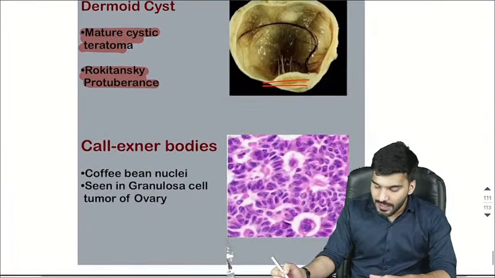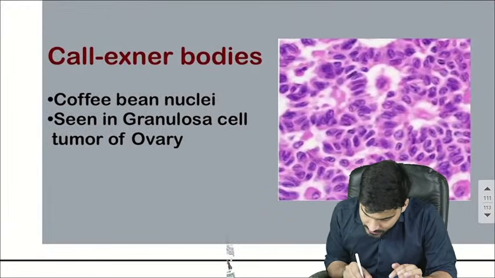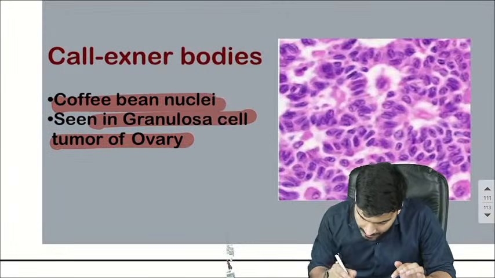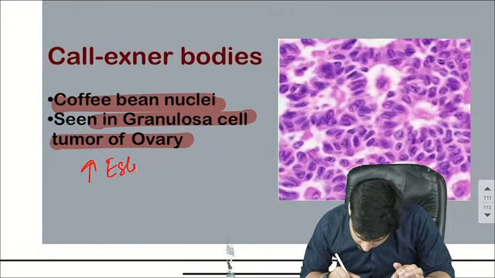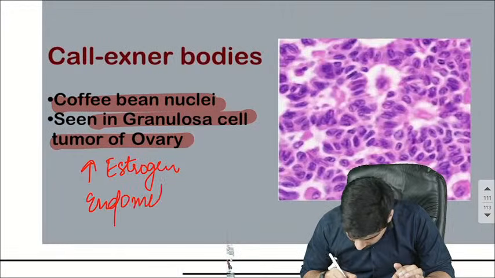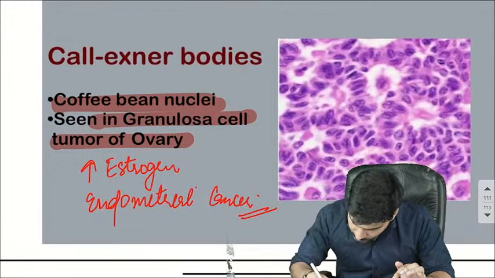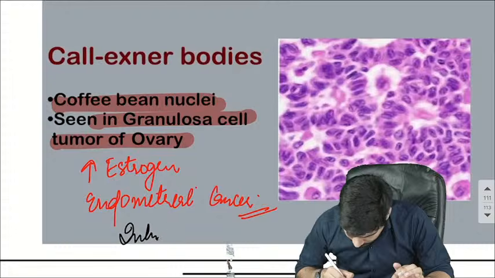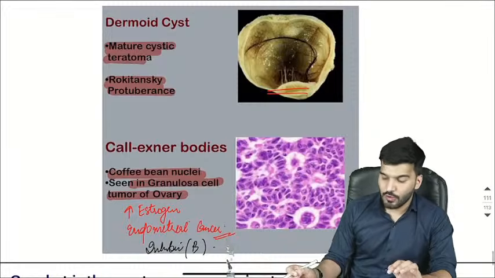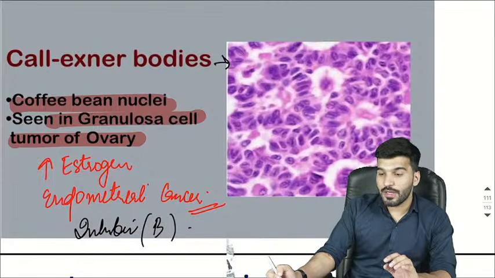Okay, next one, guys, Call-Exner bodies. You can see these Call-Exner bodies, this coffee bean nuclei, seen with the granulosa cell tumor of the ovary, and it has increased estrogen, associated with endometrial cancer. And the marker is going to be inhibin B or inhibin. You can just mark inhibin also. Okay, so this is about two images. These are Call-Exner bodies. Same rosette shaped bodies are seen also in retinoblastoma.